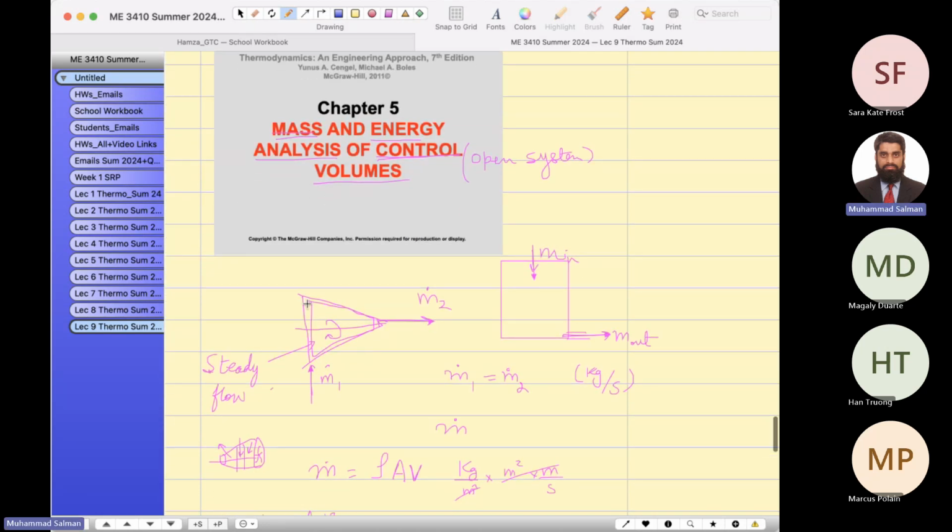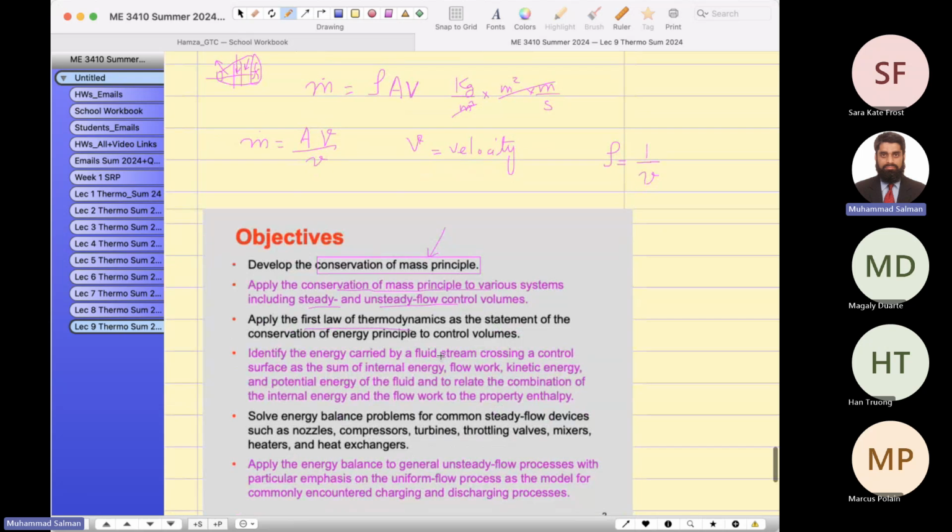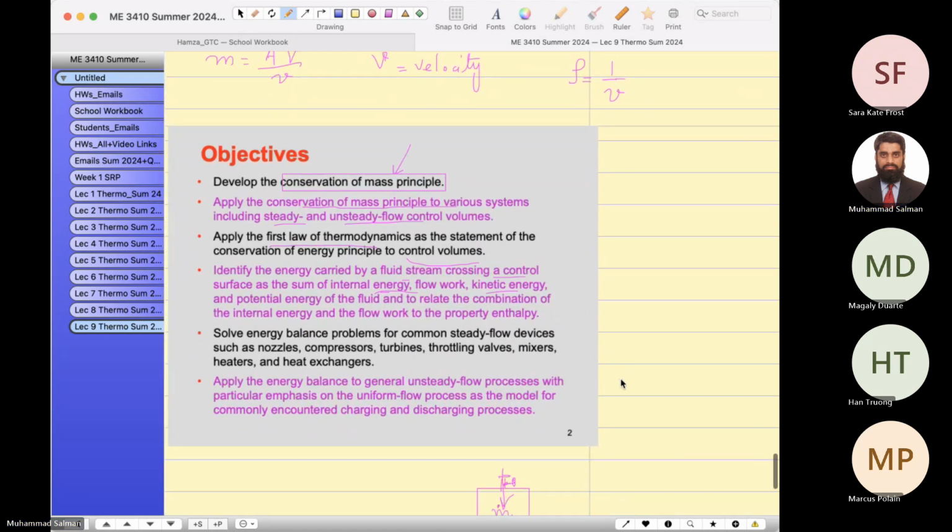So we make a boundary over here and we study this boundary. The volume inside the boundary is known as control volume. You will study about that. Control volumes, identify energy. Okay, so you will study about kinetic energy, flow energy. What is flow energy? You will learn about that.